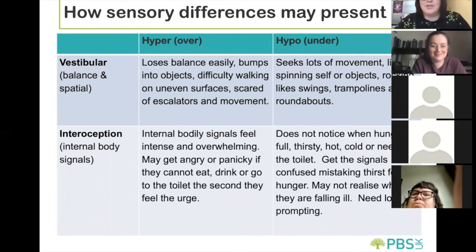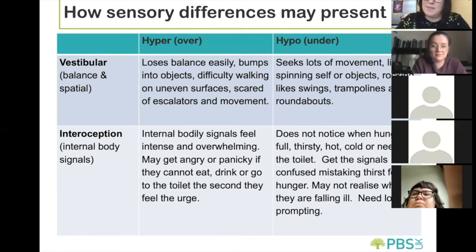And finally, interoception, our sense of our own internal body signals. Someone who's oversensitive might feel things more intensely and more overwhelmingly. They might get really angry or panicky if they feel a little bit hungry or a little bit thirsty. I'm working with someone at the moment who, as soon as he slightly needs a toilet, has to use a toilet that second. It's quite difficult for the team supporting him. The slightest sensation in his bladder, he's experiencing quite intensely, and he wants it to go away.